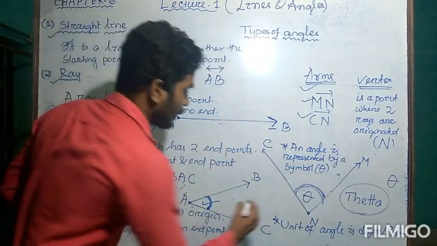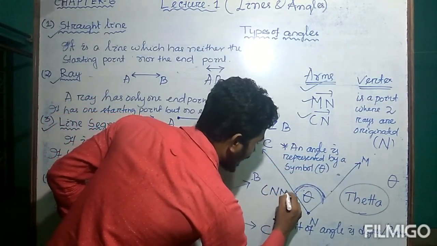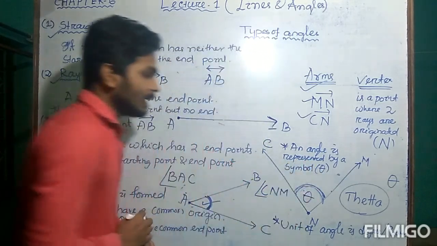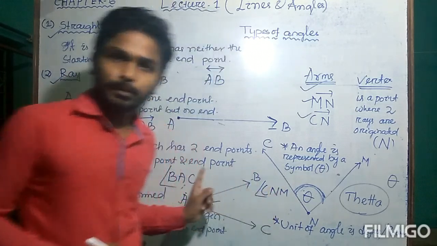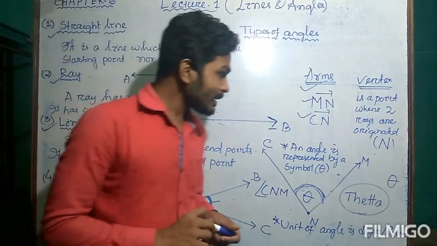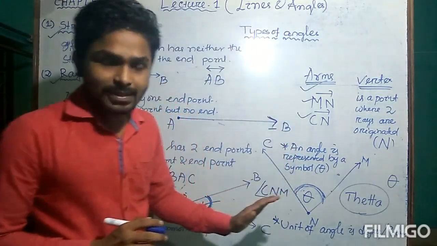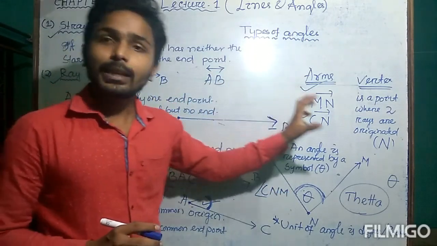CNM. Okay, so this is the name of the angle, or we can write the angles in this form. Understood? So this is the basic definition of angles. What are the angles? How can we represent angles?